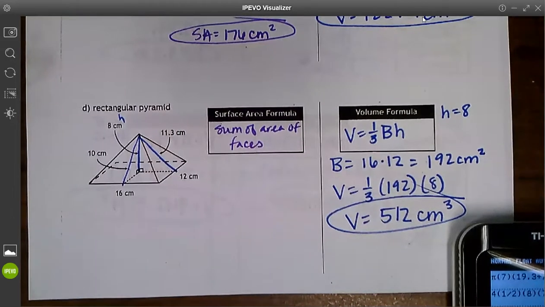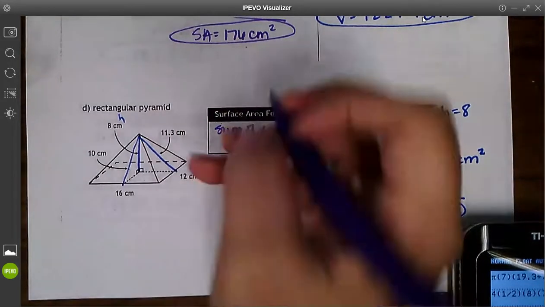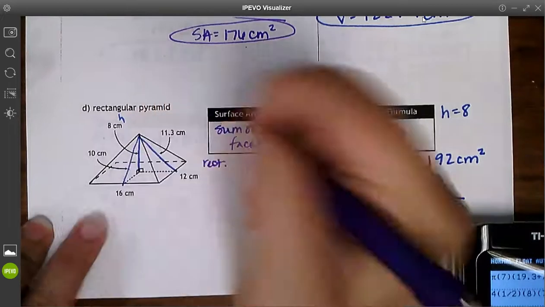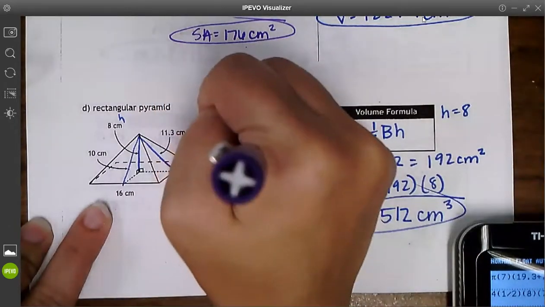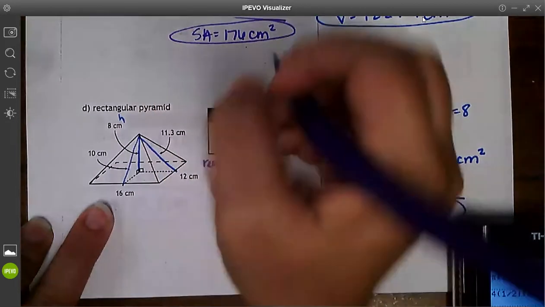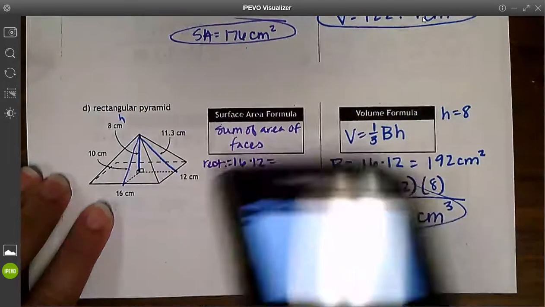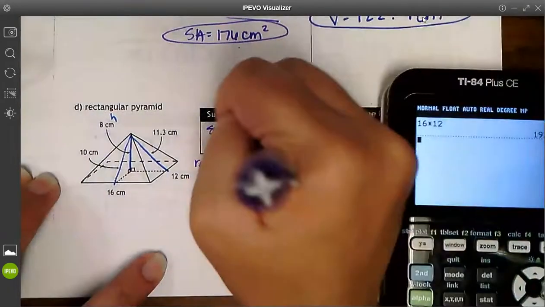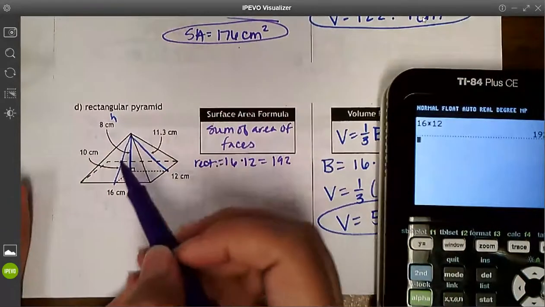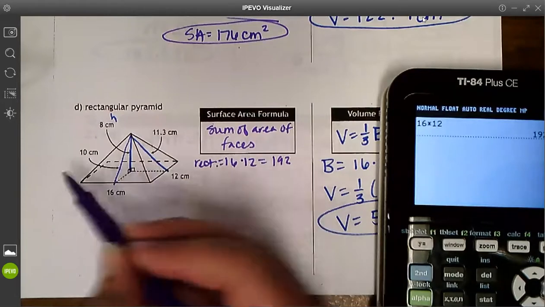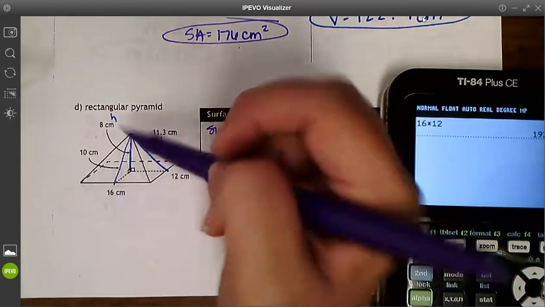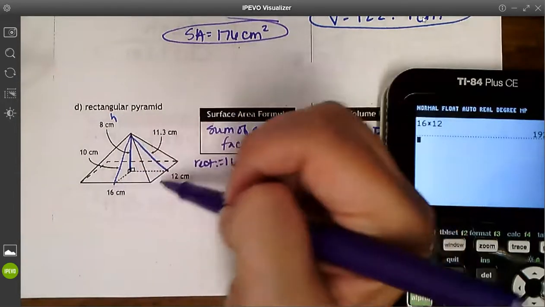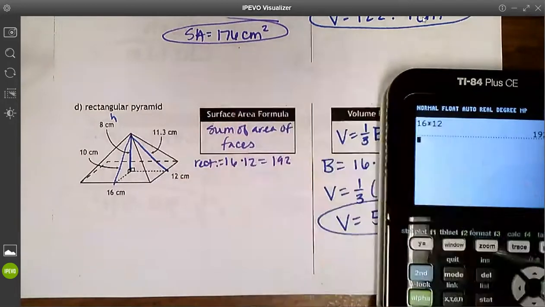So I've got my rectangular face, which is my bottom. My rectangle is going to be 16 times 12. 16 times 12 is 192. Now, because it's a rectangle, I'm going to have 2 different triangles, because this one's base is 16 and height is 10, and this one's base is 12 and height is 11.3.